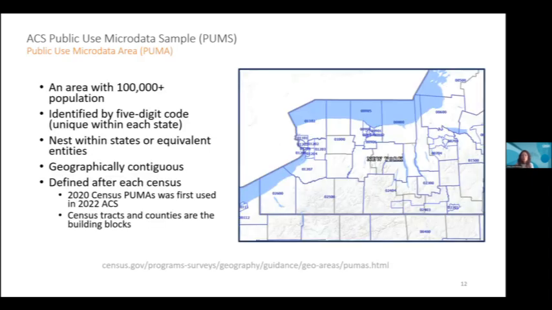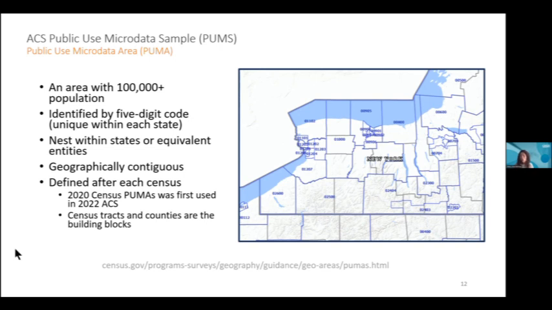So I want to spend a little bit more time here on PUMAs. PUMAs are areas with a population of, again, at least 100,000, which is large enough to meet disclosure avoidance requirements. PUMAs are identified by a 5-digit code that is unique within each state. These geographies are redefined after each decennial census and are defined by either the state data center or, in some cases, the Census Bureau's regional geography staff. For example, the 2020 PUMA definitions were introduced with the 2022 PUMS files.